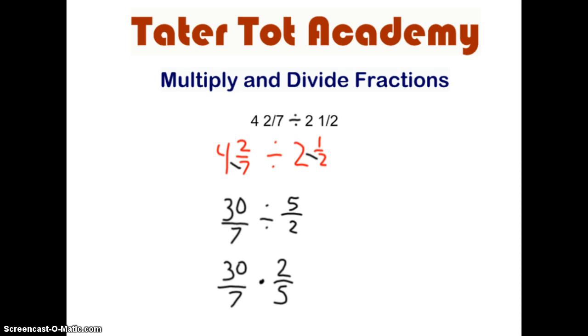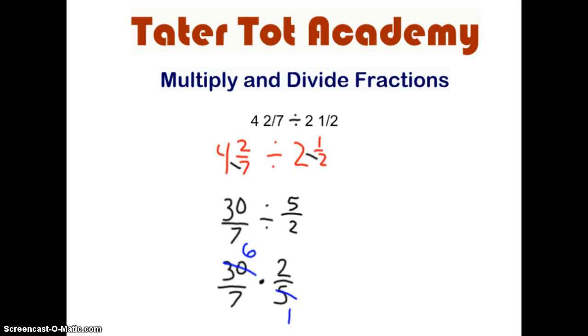So let's take a look. Anything to be reduced? 30 and 7, no. 2 and 5, no. But if we look, we have a 30 and a 5. And both of those are divisible by 5. So 30 divided by 5 is 6. And 5 divided by 5 is 1. There's nothing else that can be divided.